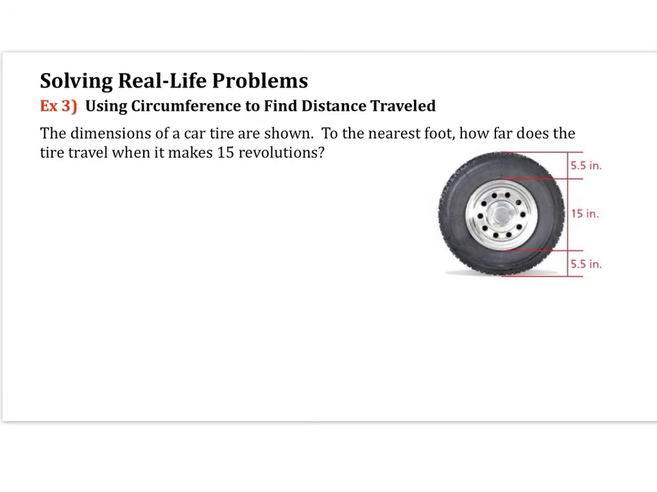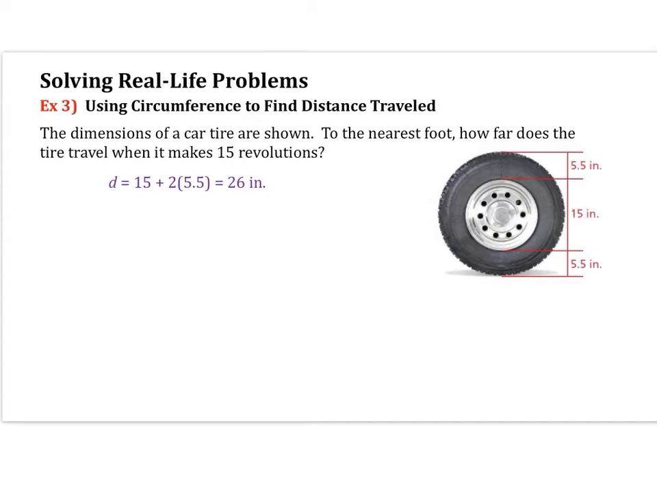All right, let's go to a real-life problem using circumference to find distance traveled. The dimensions of a car tire are shown. To the nearest foot, how far does the tire travel when it makes 15 revolutions? A revolution is one complete turn with contact to the ground. We have all the different values in the diagram.